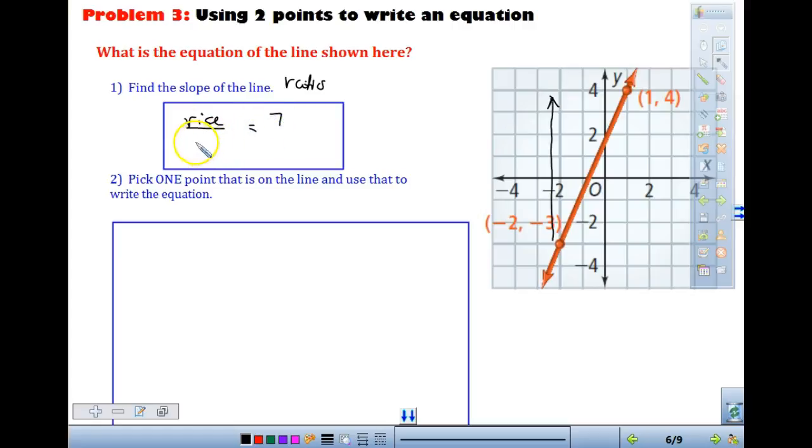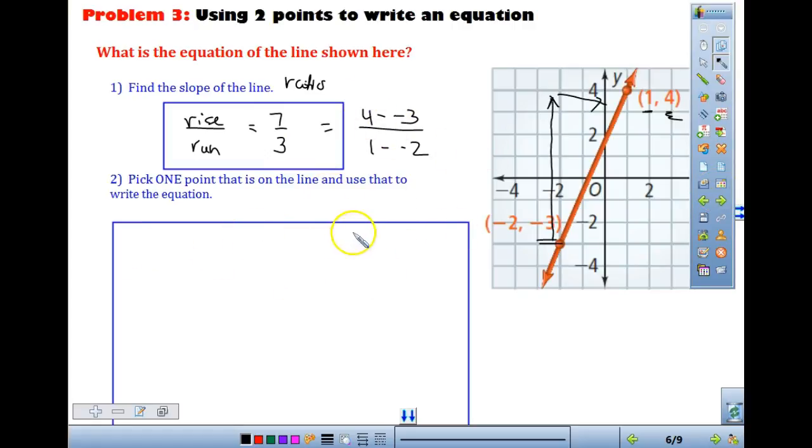Count again. And my run is 3. And if you check that, right? 4 minus a negative 3, right? Those are my y coordinates here. And if I would have taken my x, which is 1 minus a negative 2, do I get the same answer? 7 over 3, yes. So it doesn't matter if you count it or if you would use the formula.